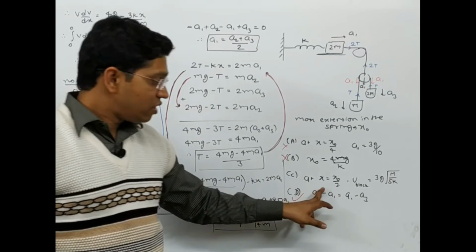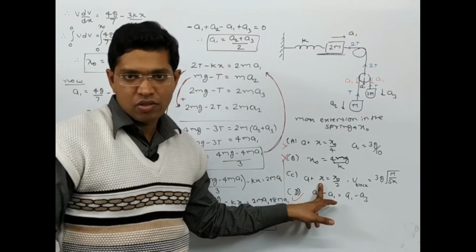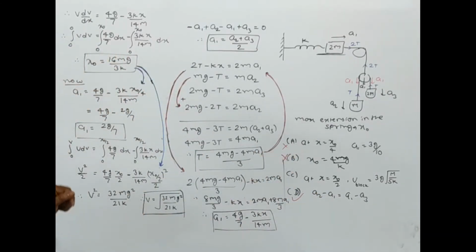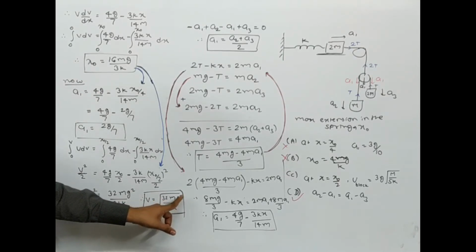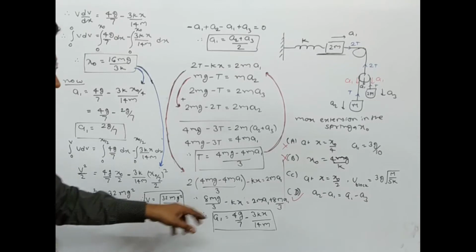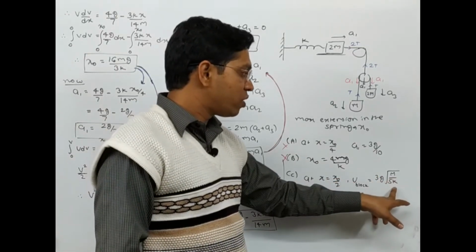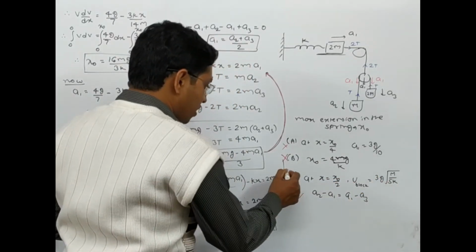Then you want to find the velocity at x equal to x0 by 2. Now how will you get that velocity? You use this same integration, but now it will be going from 0 to v, and this will be going from 0 to x0 by 2. So you just have to write this integration, do the integration, put the value of x0 which is 16mg by 3k, and after solving this you'll get v equal to root over of 32 mg square upon 21k, whereas it turns out to be 9 mg square upon 5k, which is again a wrong answer.